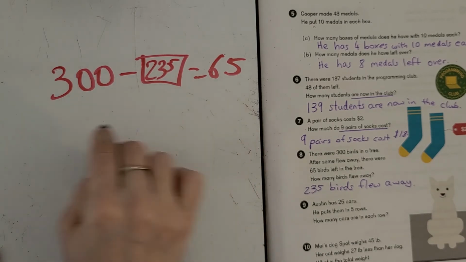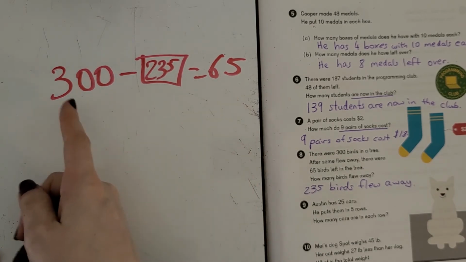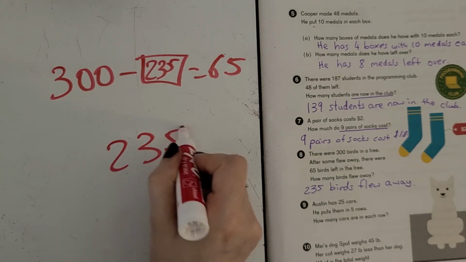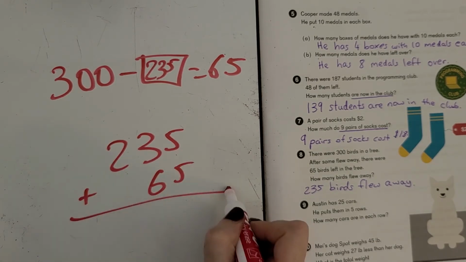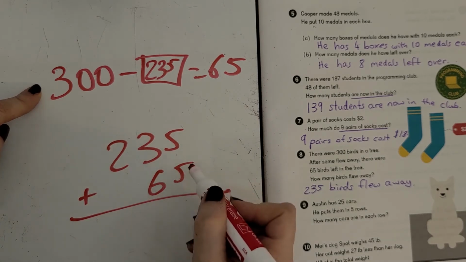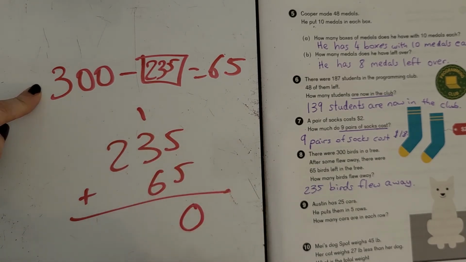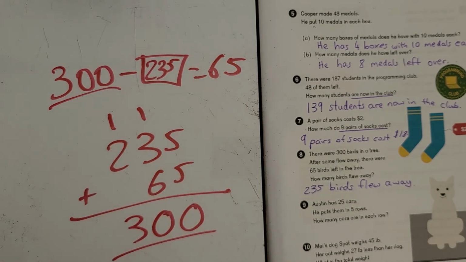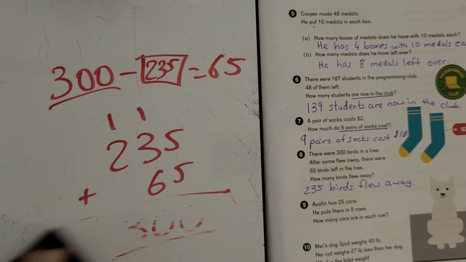How would you check? You would add these two parts to make sure this is the correct whole. So I would add 235 plus 65. And our answer should be 300. 5 plus 5 is 10. Carry over the 1. 3 plus 1 is 4. Plus 6 is 10. Carry over the 1. 2 plus 1 is 3. That means our answer is correct.